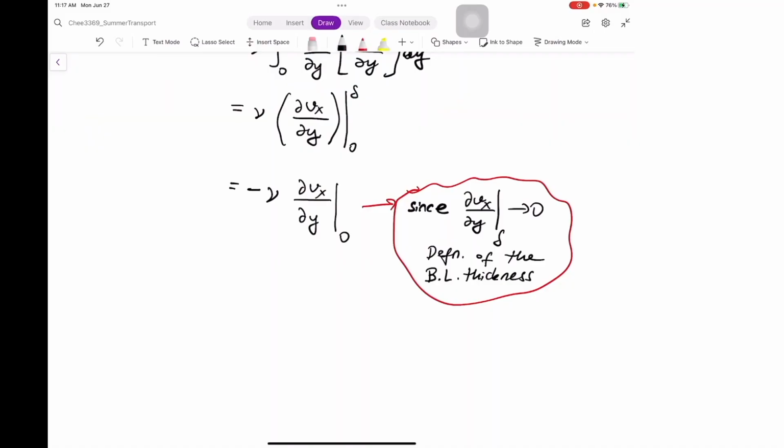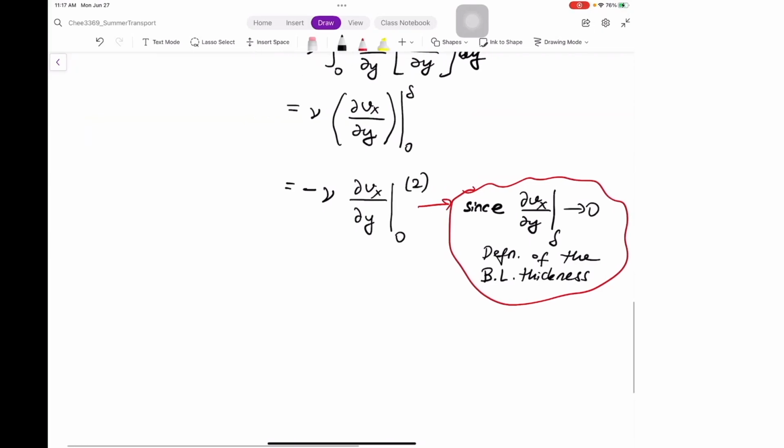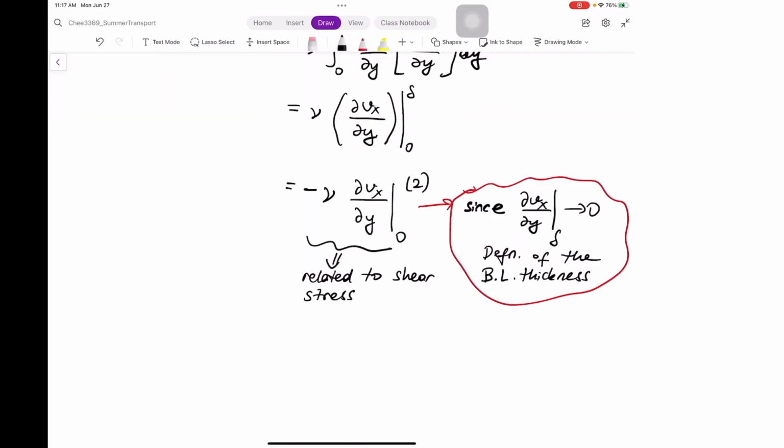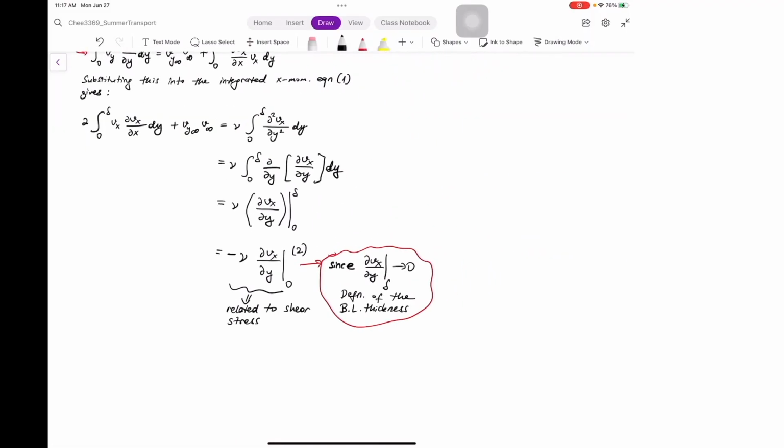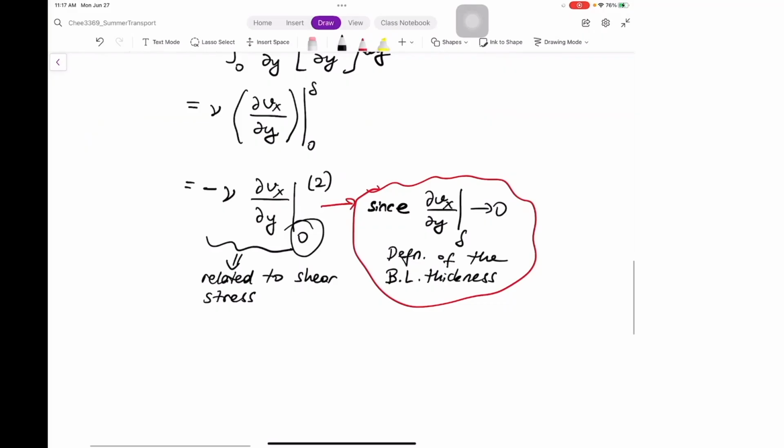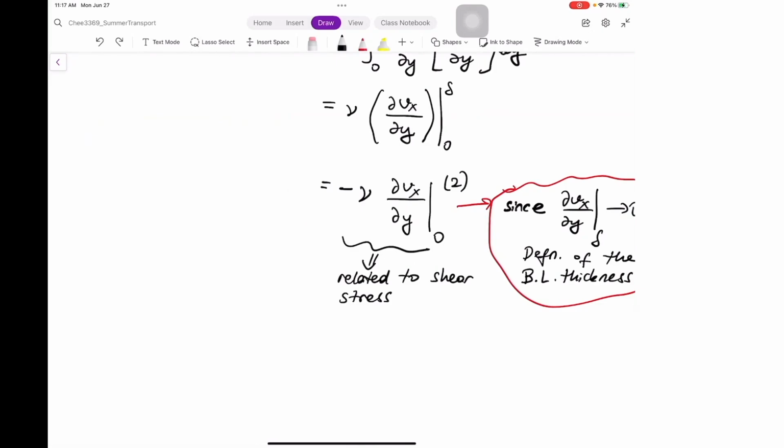Okay, and let's call this equation 2. And this quantity is related to shear stress, right? Because it's the velocity gradient multiplied by the kinematic viscosity. So it should give you something proportional to the shear stress at the surface, because you're calculating it at y is equal to 0. Okay, any questions?